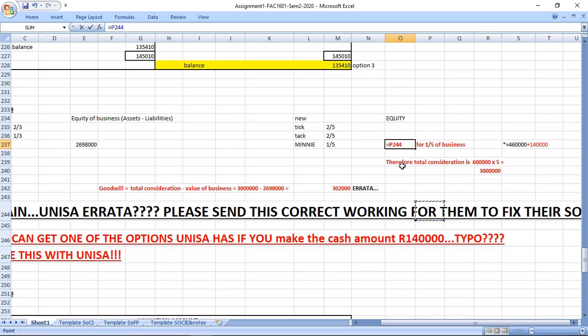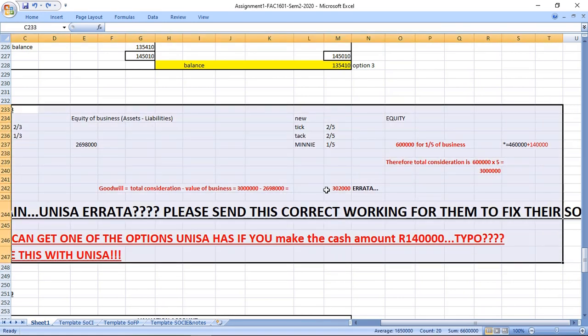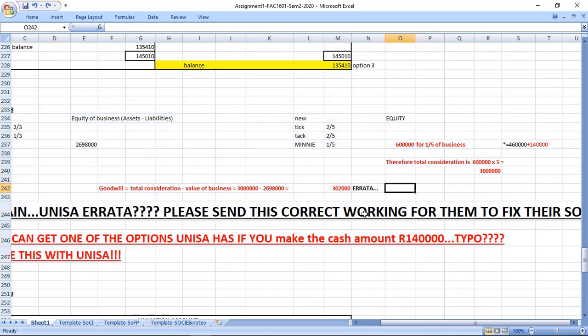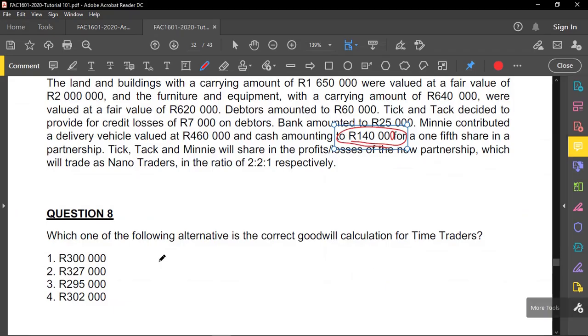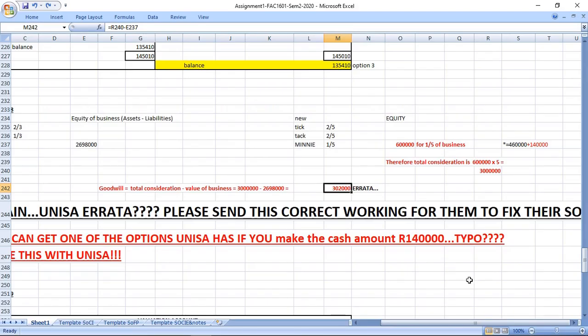What I highlighted in red is the typo. This working is fine as is. We don't have to change it because it's up to date now. The answer is then 302. Let's go back and check the options. Yes, 302, so option 4 there. So 302 for the goodwill, and that's option 4.